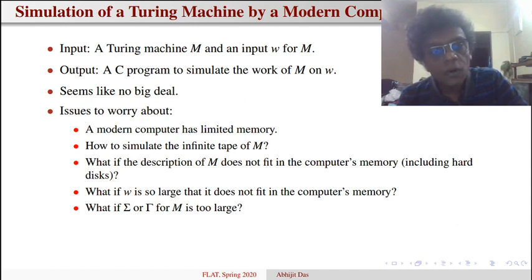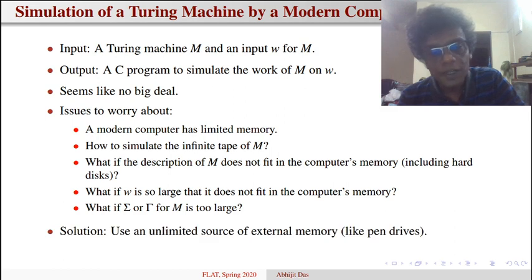So the important limitation of modern computers seems to be limited memory. And if you have only a fixed or finite amount of memory, a modern computer is no more powerful than just a finite automaton. But we have a solution for this finite memory problem. The solution is, we can assume we have an unlimited source of external memory like pen drives.